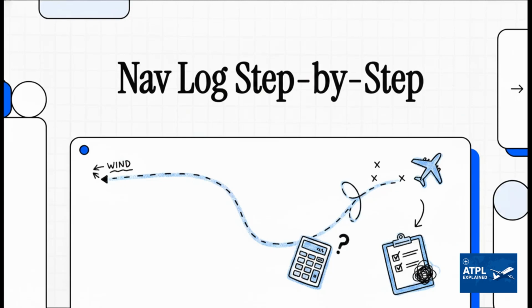One small arithmetic mistake in your navigation calculations can literally cost you valuable exam points. And out there in the real world, it causes serious airspace deviations. So do you know the exact order to solve a navlog without falling into the examiner's traps? Well, let's fix that today.